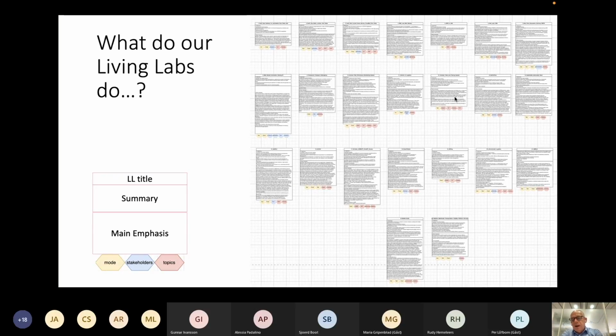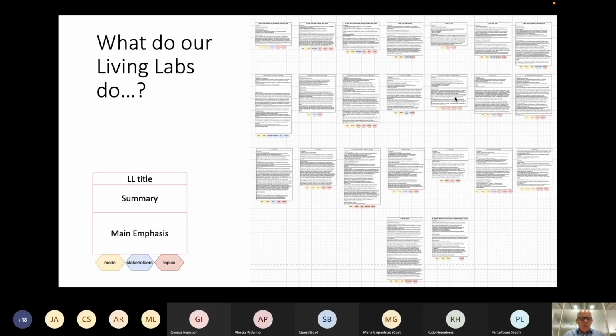So in preparing for this, I did something that I don't know whether it was a good use of my time, but I did it anyway. I took all of the summaries and main emphasis that each living lab provided to Alessia, I think, and it's all on our website now. We have all of the 23 labs there. And I just put them in little boxes, and I put them on a big sheet of paper, electronic paper, and wondered if I could start making connections.